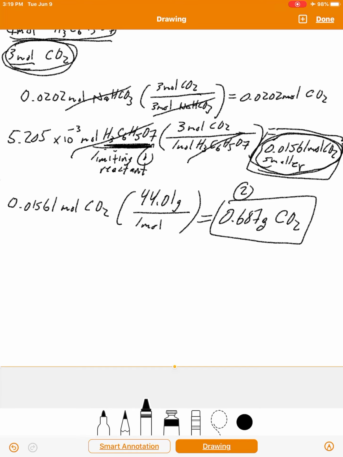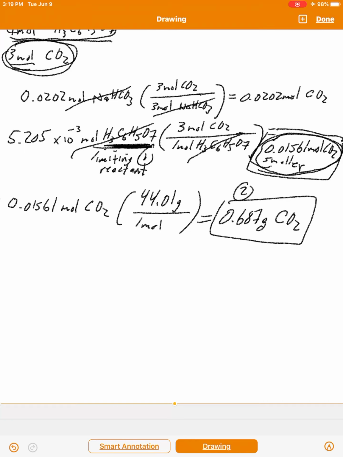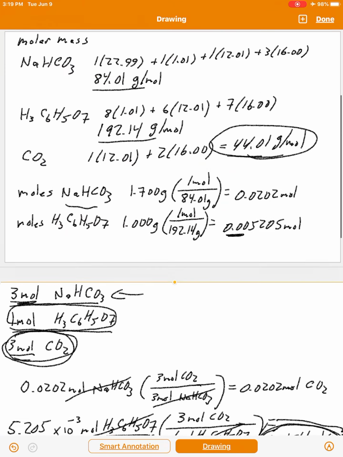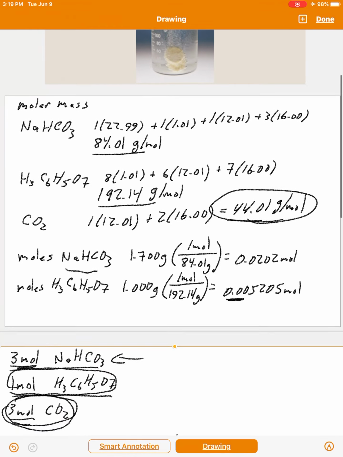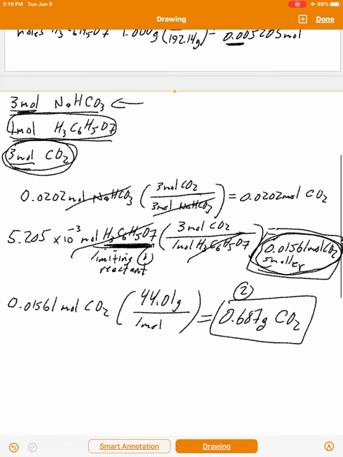Now we have one more part, and the wording of the question was a little bit complicated. What we've done is we've answered 2 questions, but we haven't gone in the order that they wanted us to. Well, not that they necessarily care. What mass of excess reactant is part B? We haven't answered that. But we do know that that's the sodium bicarbonate at least. How much is left over when the reaction is complete, right?